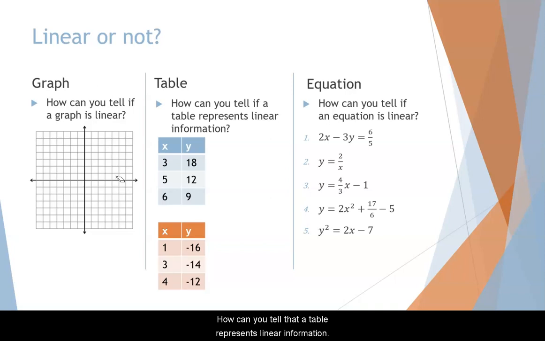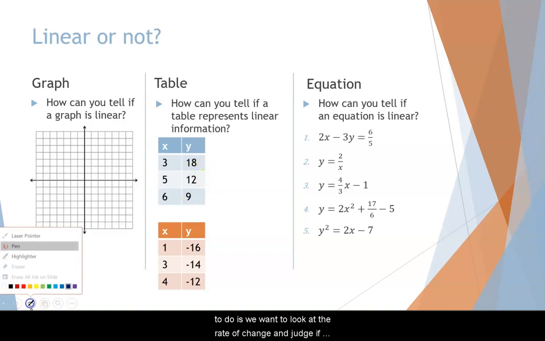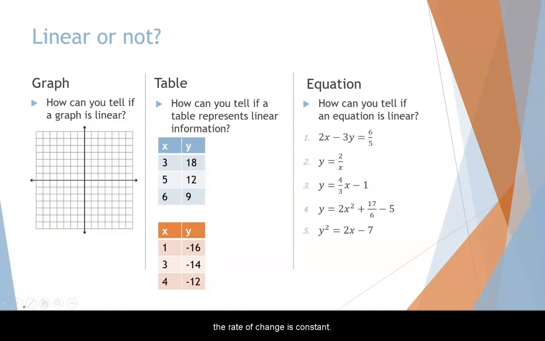How can you tell that a table represents linear information? This is a little bit of a review from when we talked about slope, but what we essentially want to do is look at the rate of change and judge if the rate of change is constant. Keep in mind, you must reduce your fractions.